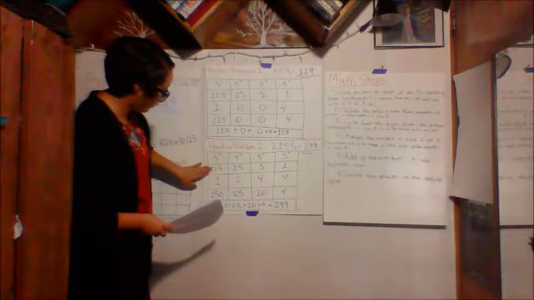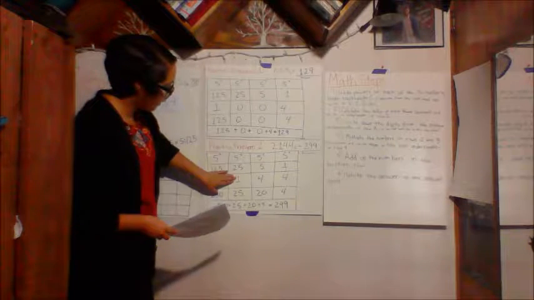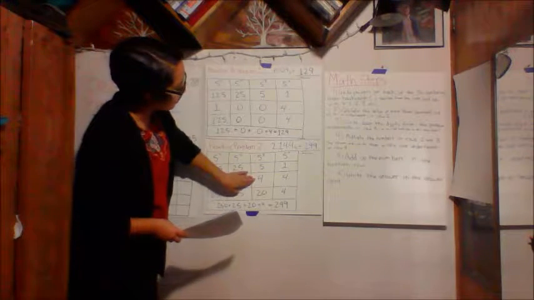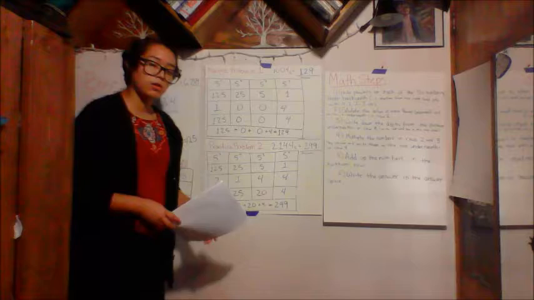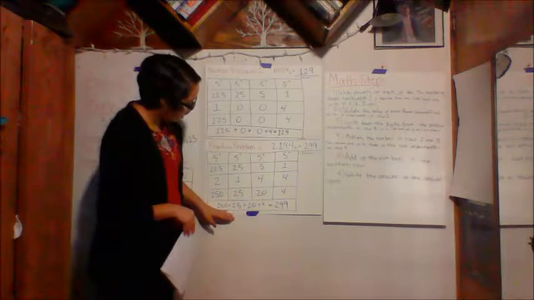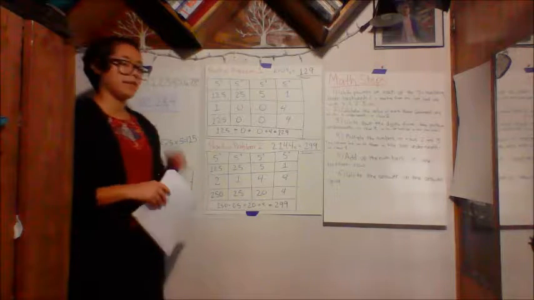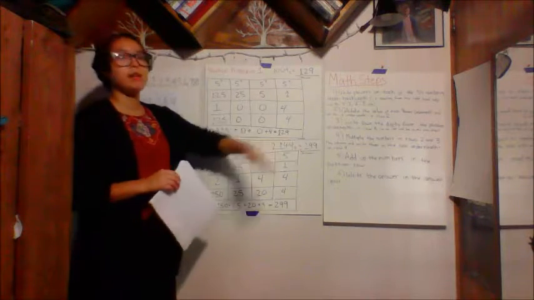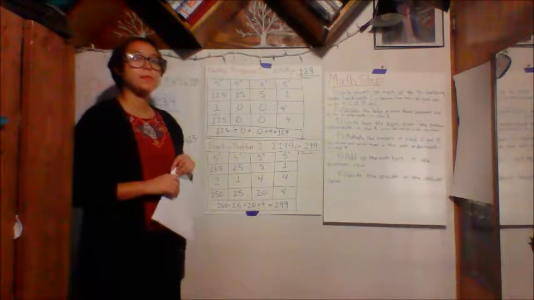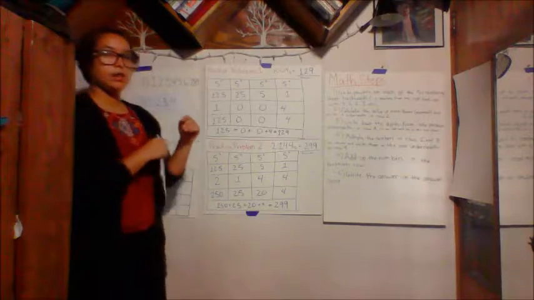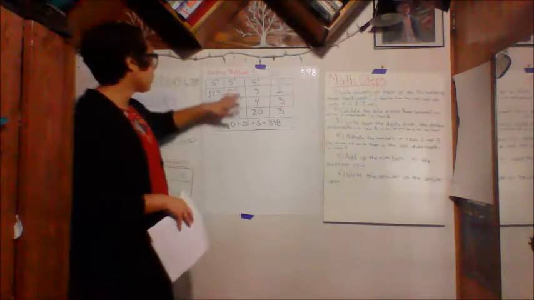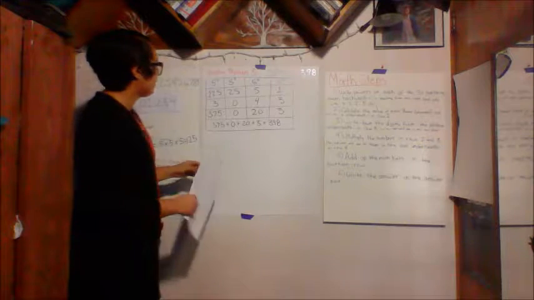Alright, awesome. 125 times 2, 250. 25 times 1, 25. 5 times 4, 20. 1 times 4, 4. Then we add the bottom row here, 250, 25, 20, and 4 equals 299. And that is our answer. Did anybody get something different? Okay, awesome. Okay, now we're going to move on to our last practice problem of the day.